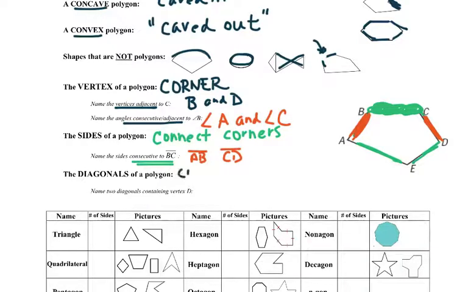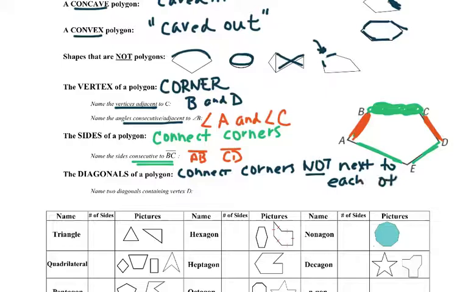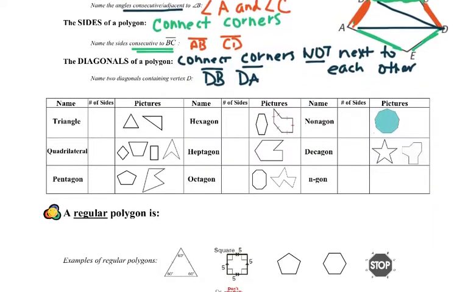Diagonals connect corners not next to each other, so they kind of go across the shape. So it wants diagonals that start with D, so we would kind of go across the shape, like DB is a diagonal, DA is a diagonal, going across the shape. So chances are you've heard those words before. Vertex is corner, sides connect corners, diagonals connect corners not next to each other.